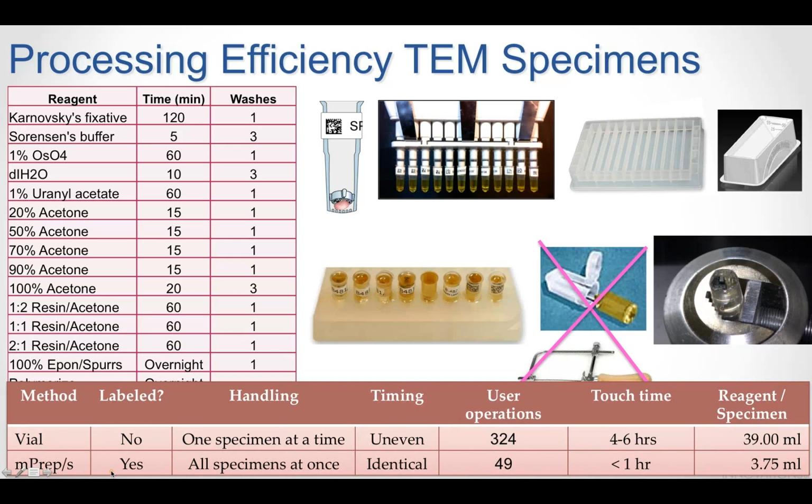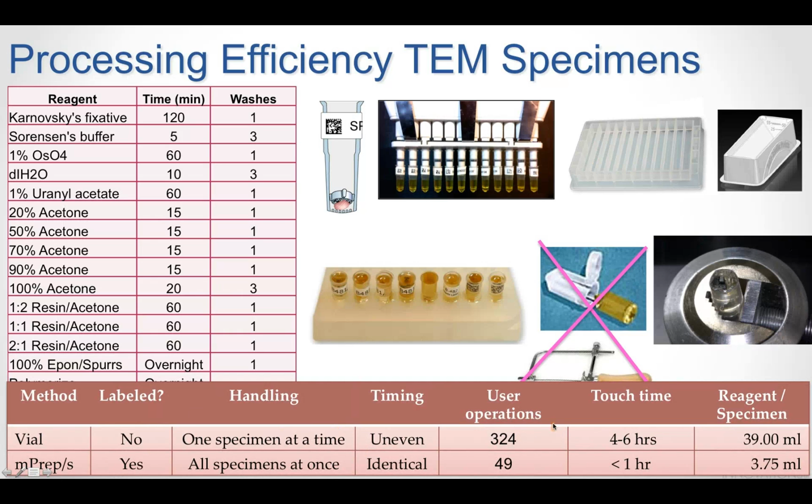So with mPrep S processing, the specimen was always labeled at all times, so the tracking was very easy. Because we used multi-channel pipetting for the processing, every specimen saw the reagents at exactly the same time, so they were handled all together and the timing was identical.